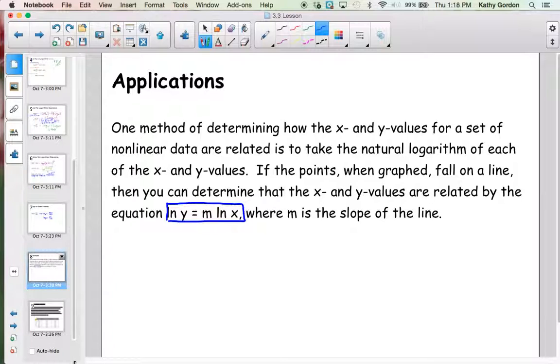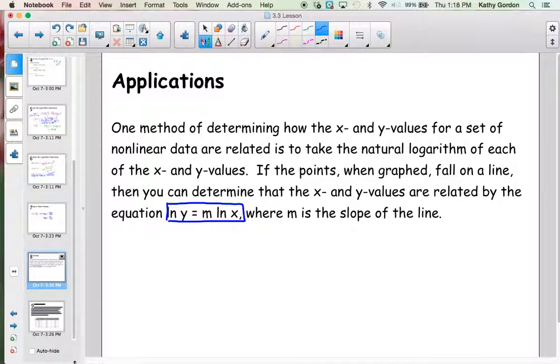So what they're saying is, instead of using the x and y data directly, we're going to take natural logs of all of them, and then the points we plot are actually natural log x comma natural log y, rather than x comma y. And if those points fall on a line, then we can conclude this form of an equation relates x and y for us. And that's what a lot of application problems are. It's figuring out what's the model that fits the data.